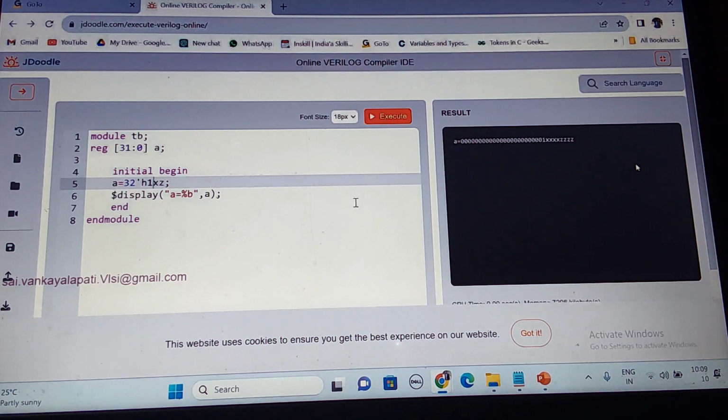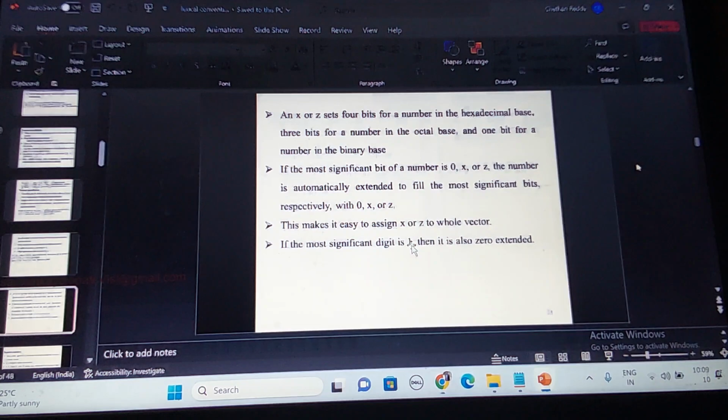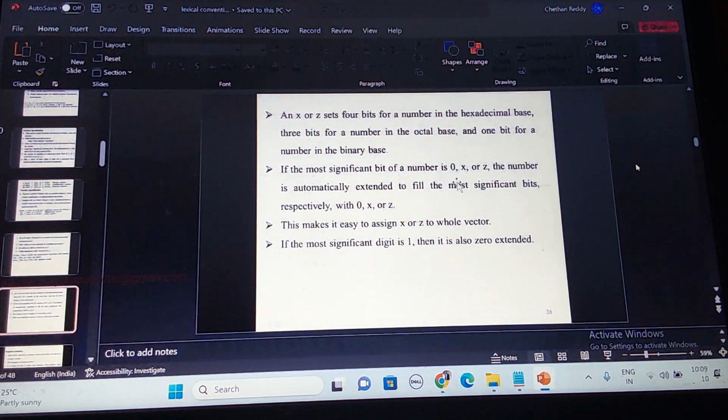Remaining bits will be filled with zeros. Did you understand? This is what the definition is. If the most significant bit of the number is 0, X or Z, the number is automatically extended to fill the most significant bits respectively with 0, X or Z, not with respect to the 1. This makes it easy to assign the X or Z value to the whole vector.